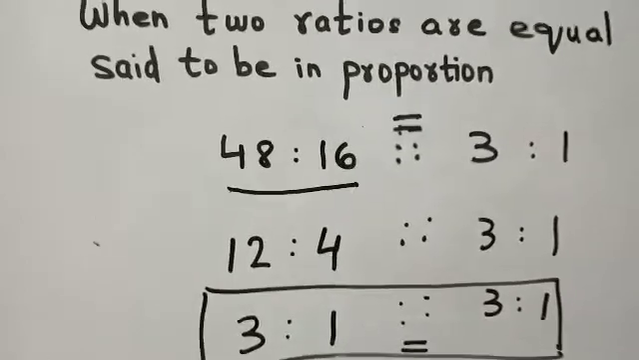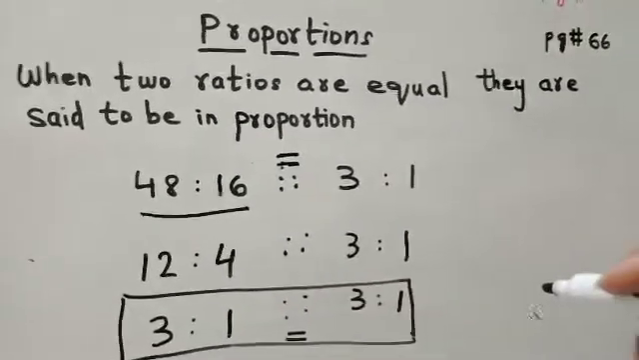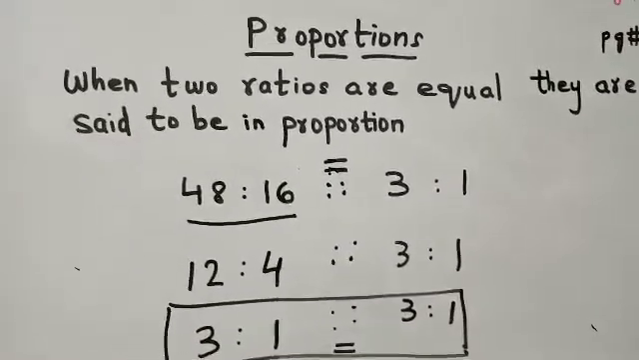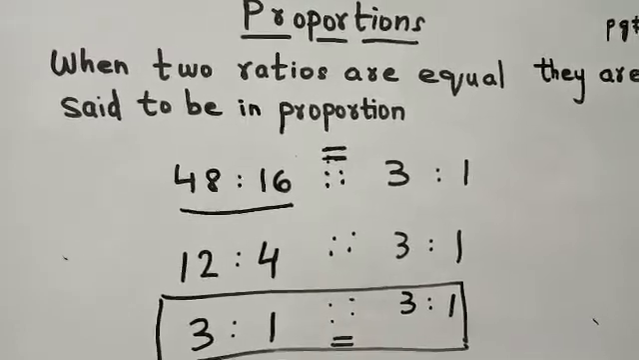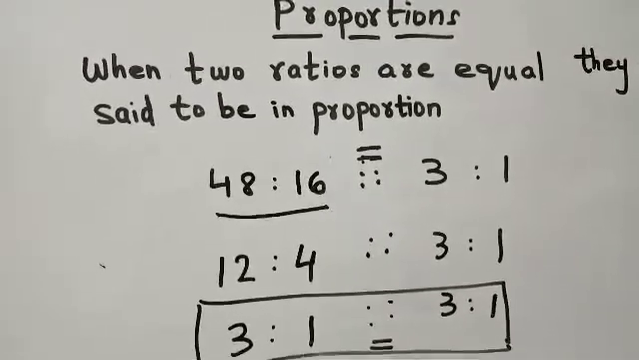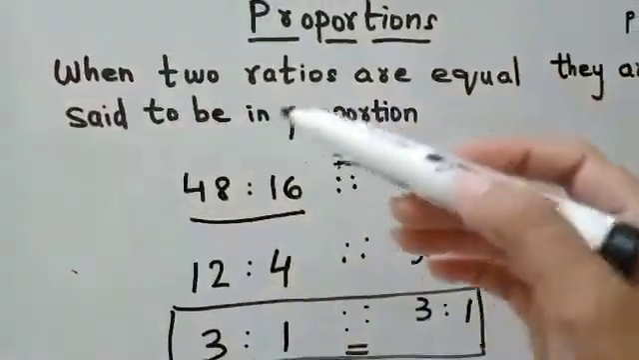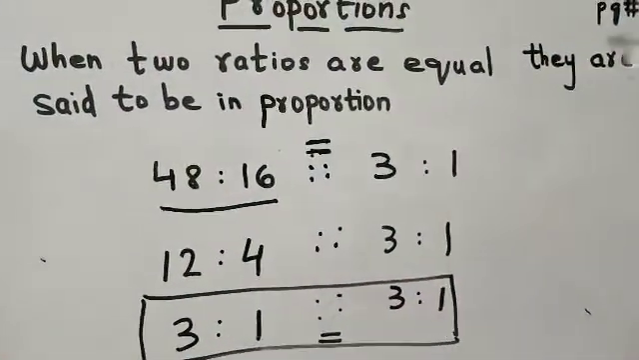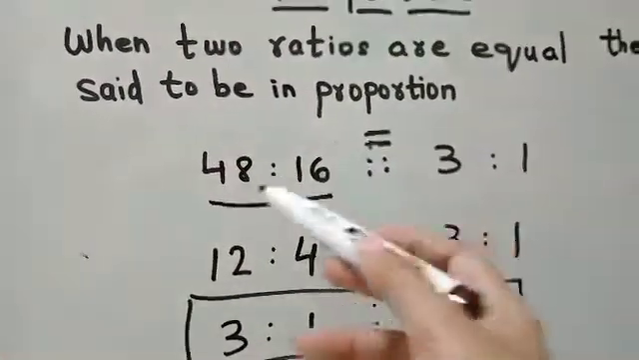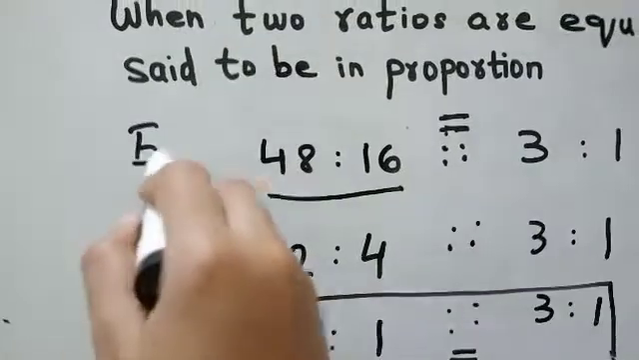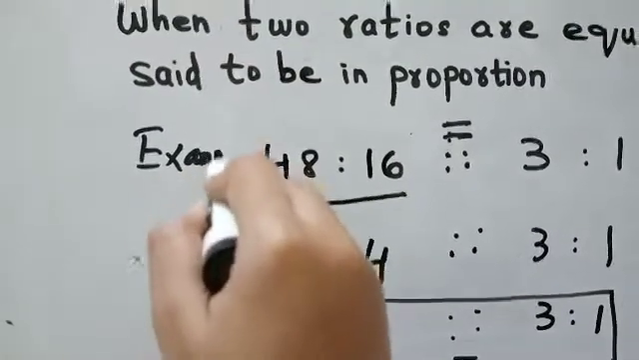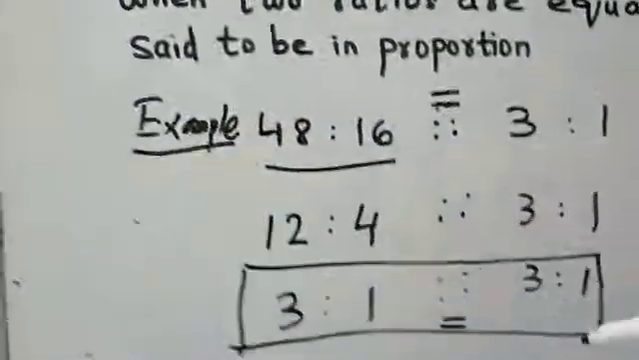I hope you understood the definition very well. This is on page number 66. You will first copy the definition. You will give the heading proportion, you will write down the date, and you will copy: when two ratios are equal, they are said to be in proportion. Then you will write example and you will copy this whole thing.